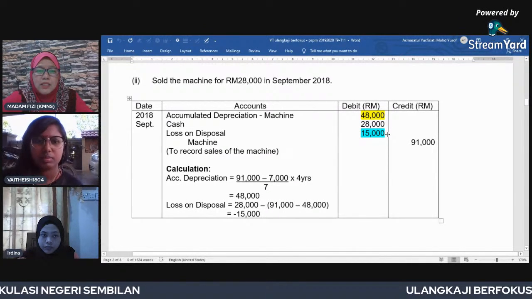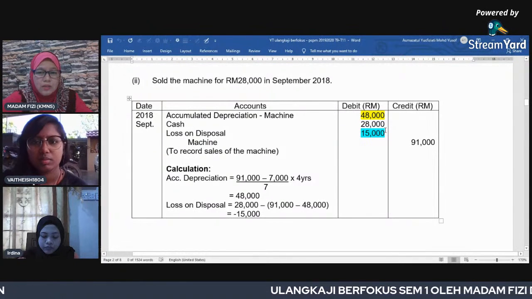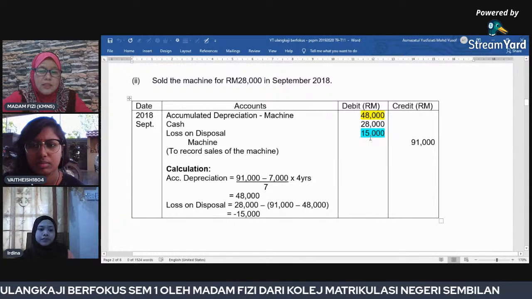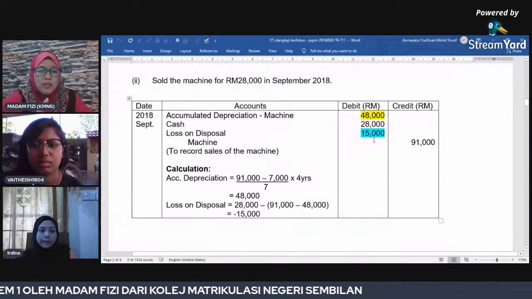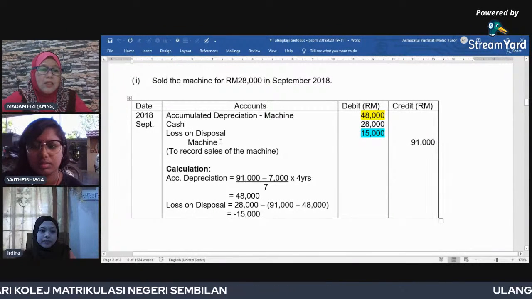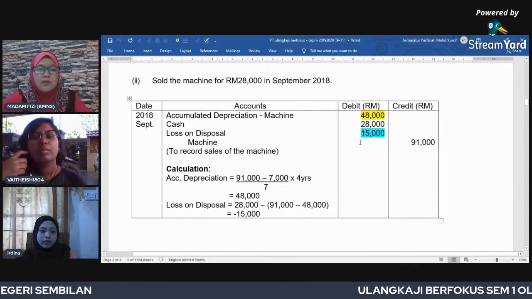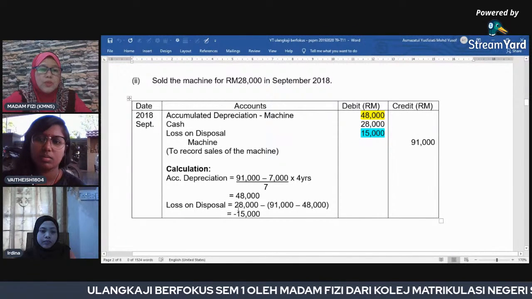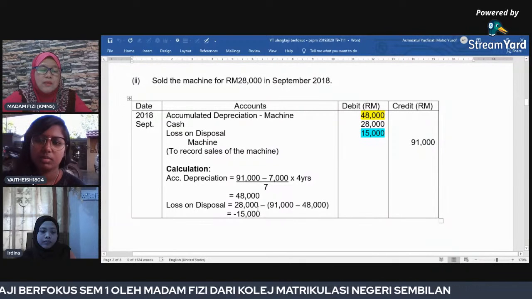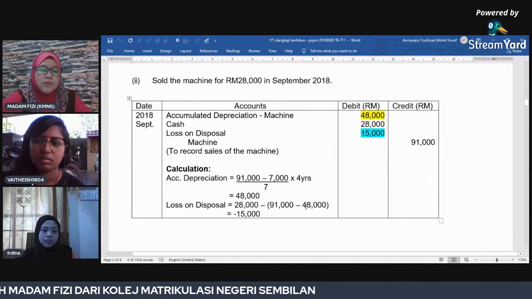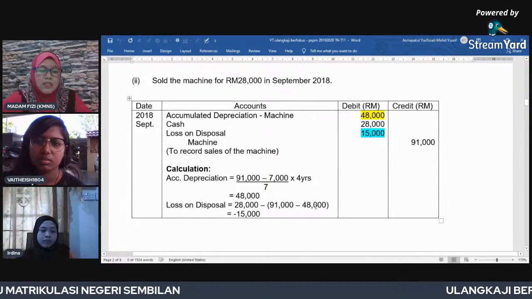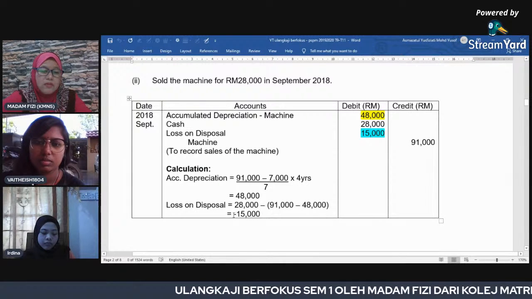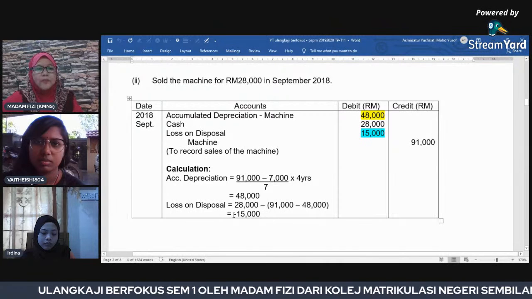So the fourth step is to determine whether it is gain or loss. When you balance the accounts, you get the missing figure at the debit side, that is 15,000. So it is at the debit side, so it is loss on disposal, 15,000. Or you can calculate loss on disposal equals 28,000 minus 91,000 plus 48,000, the accumulated depreciation just now, which equals negative 15,000. If negative, that means loss on disposal.